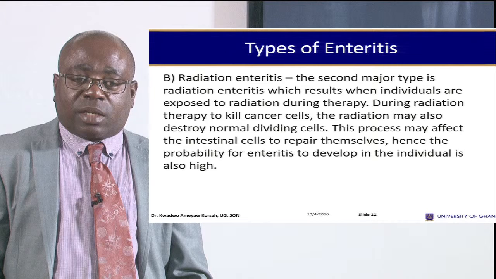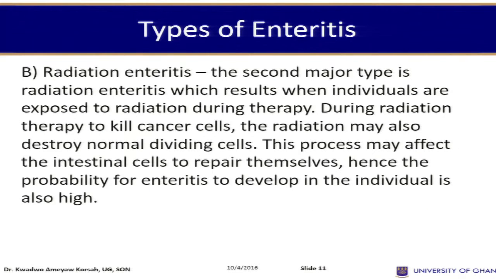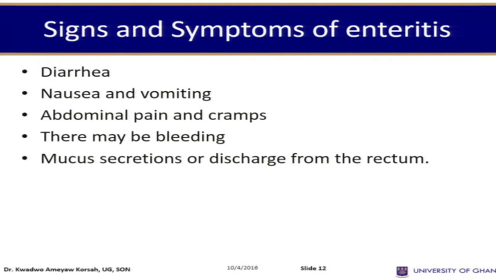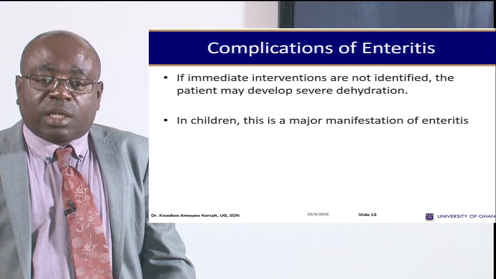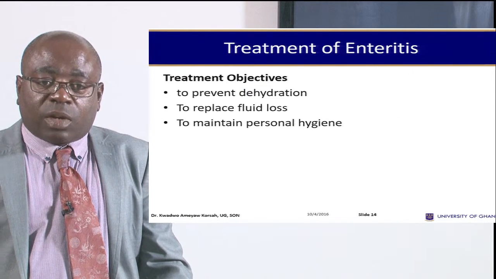And then radiation enteritis, which is also common among patients who are undergoing radiation therapy. And then signs and symptoms, we have diarrhea, nausea and vomiting, abdominal pain, cramps, and then there may be bleeding, especially when the mucosa is severely affected, and so mucous secretions or drainage from the rectum is also likely. And then in children, this is a major manifestation of enteritis. In some cases, if immediate interventions are not identified, it can lead to other complications.